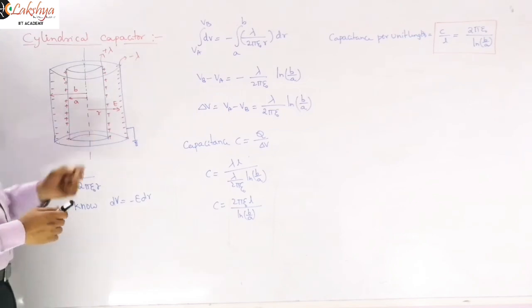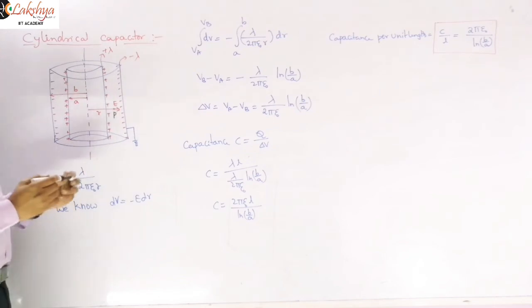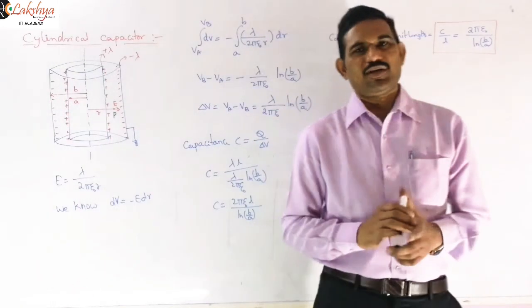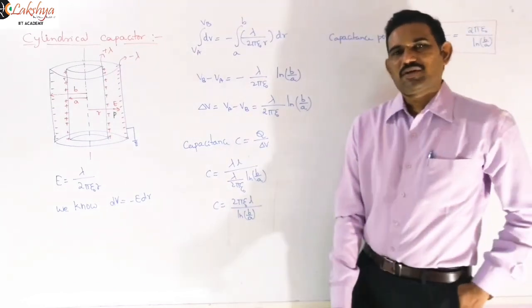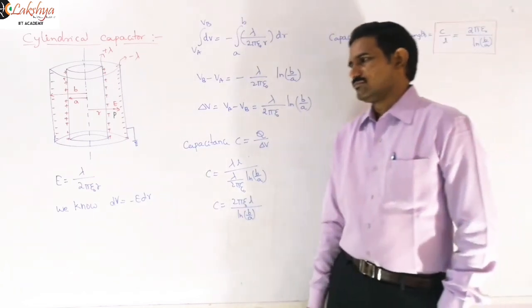Now we are taking a point, a point P, let us name this. We are writing the electric field at that point. So mention that: consider a point P in between the cylinders. Then the electric field at this point is given by.